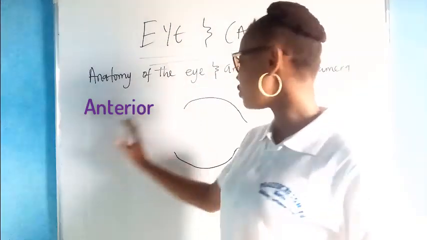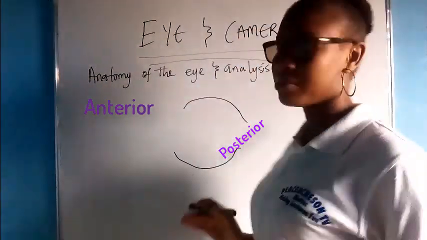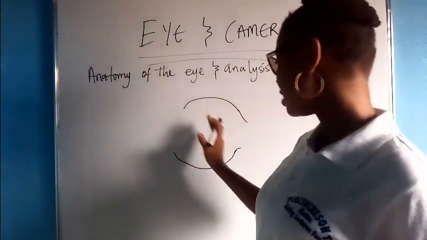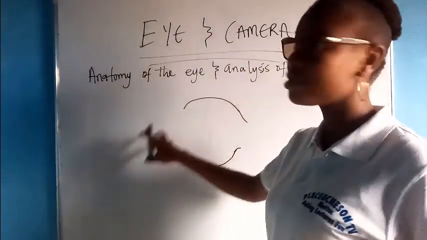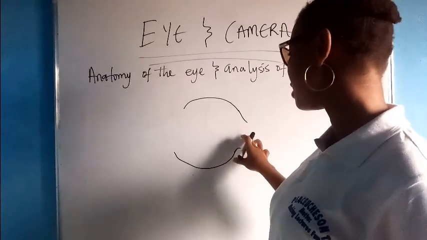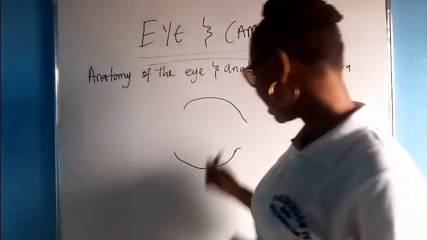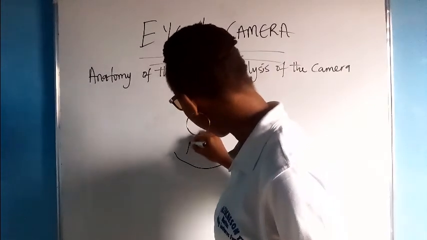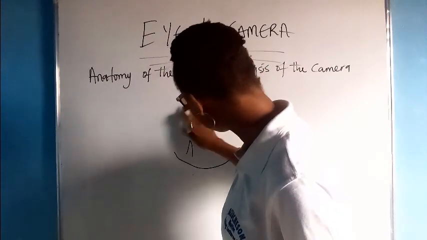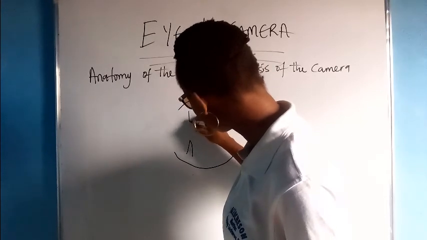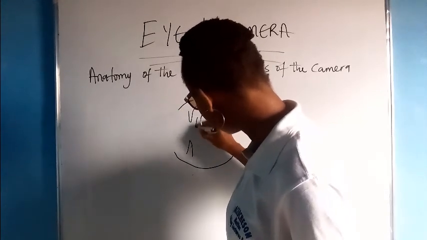So the eye has two segments. We have the anterior and the posterior segment. The anterior segment has two chambers. The anterior segment is made of aqueous humor, and the posterior segment is made of vitreous humor. This is separated by the iris, we'll talk about it, and the lens.